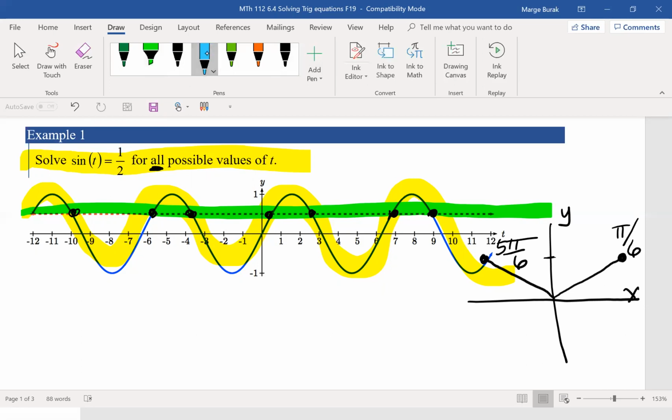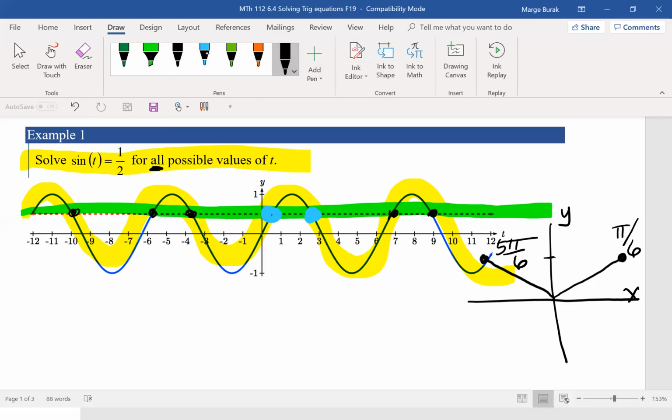Let's do blue. So pi over 6, if you think about that as a decimal, that's going to be 3.14 divided by 6. That's going to be this guy. And 5 pi over 6 is really close to pi. That's this guy. But we also have to get all the rest of these.